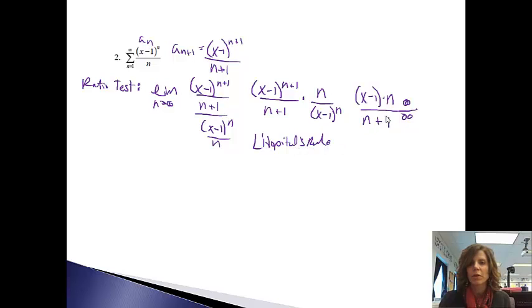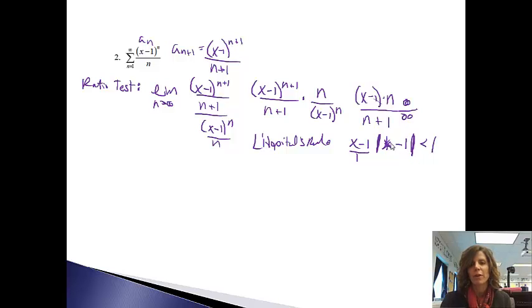And so if I use L'Hopital's rule here, the derivative of the numerator will be x minus 1. The derivative of the denominator will be 1. So as n approaches infinity, there's nothing to plug in for n. So I'm just going to get, sorry about that, x minus 1 is my answer. And I know that this value has to be less than 1, but since I don't know if that's going to be positive or negative, we need to make sure we take the absolute value of it.